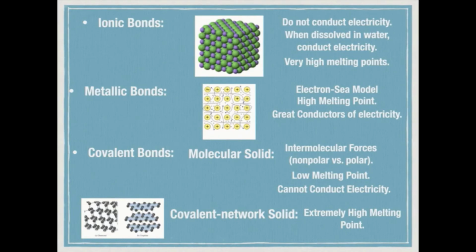All of the attractions in a covalent network solid are the intramolecular force of covalent bonding. And so as a result, they have a very, very high melting point. Two examples that you see on a daily basis are diamond and graphite. Now, just as a quick aside, graphite looks way different than diamond. It's an allotrope of diamond, meaning that the bonding is just slightly different.